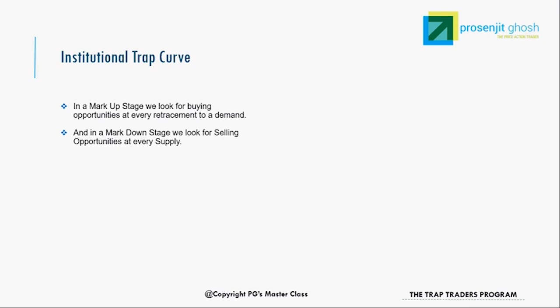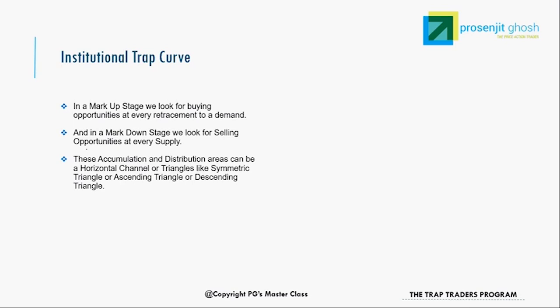So in a markdown stage, you should look for selling opportunities at every trap zone supply. This demand and supply means trap zone supply, trap zone demand, not simple demand and supply. Okay, I need to upgrade it, I think.